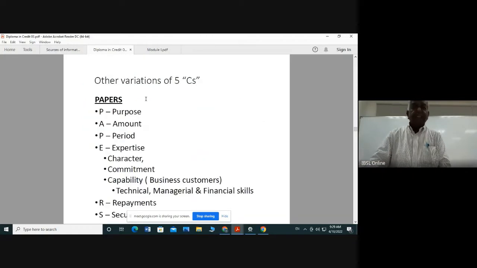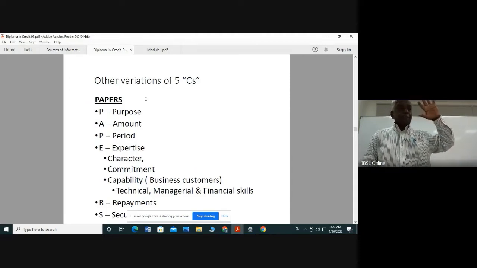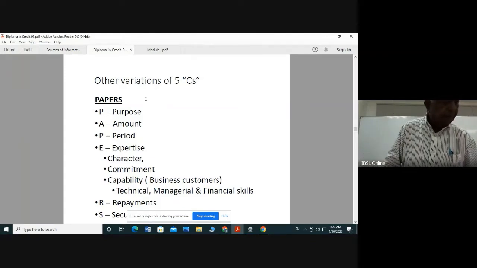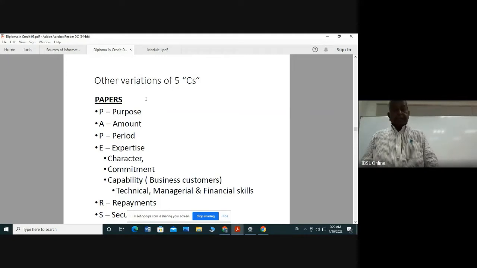Right. Now, other variations of the 5Cs. Some senior managers in those days developed this 5Cs method. Similarly, some other senior managers developed various other methods and tools. There are various other methods or tools they have developed. One method is PAPERS. P-A-P-E-R-S. P, purpose. What is the purpose?